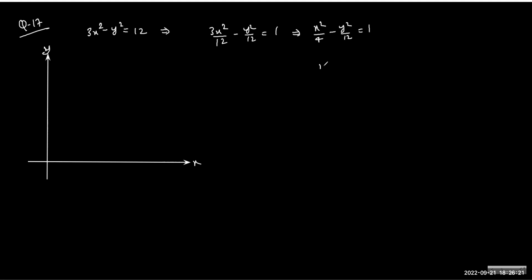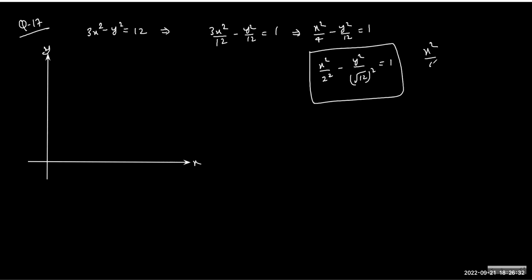And what this represents is called this kind of graph, in the format x squared by a squared minus y squared by b squared equals 1, is called a hyperbola. If I change the minus into plus, it becomes an ellipse.